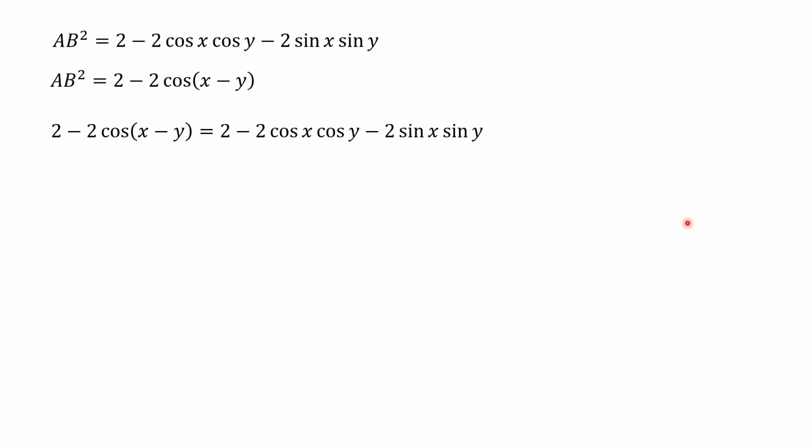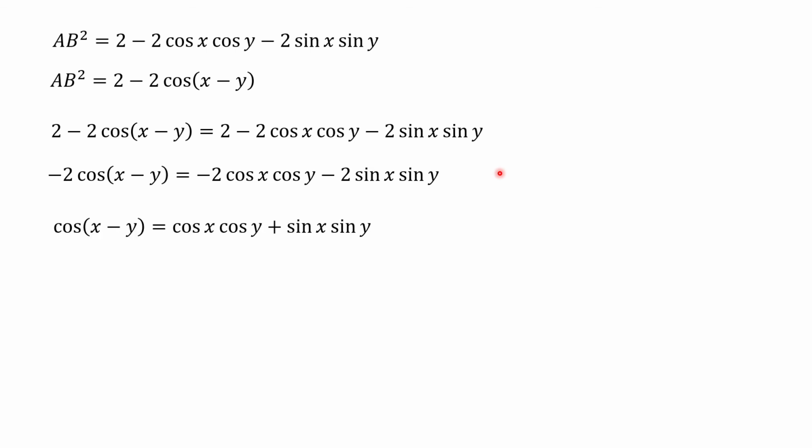The next thing we're going to do, we see there's 2 on the left, 2 on the right. So we're going to subtract 2 from both sides of this equation. We get something like this. Now you see there is minus 2 sitting in front of every term. So what we're going to do now, we're going to divide by minus 2, both left and right hand side. And we're going to get the formula we were looking for. This is the formula of cosine of the difference of 2 angles. Okay?